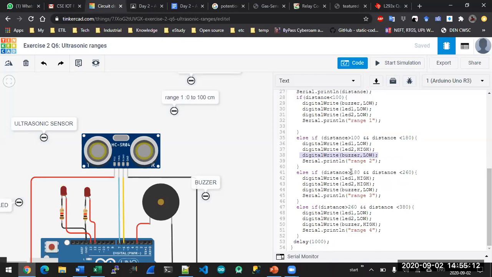And whenever it is in range 3, between 180 and 260, then we are turning on both the LEDs and still making the buzzer off and printing range 3. And the last range we are checking is greater than 260 and less than 380. So both the LEDs are off now and the buzzer is on and we are printing range 4. I think this one is also a simple program. We just have to check the ranges and accordingly do digital write or print statements.